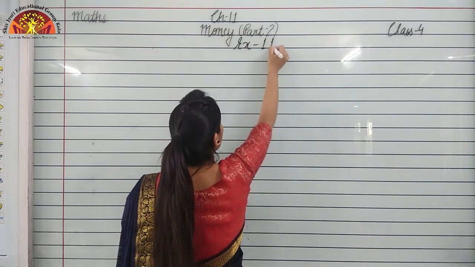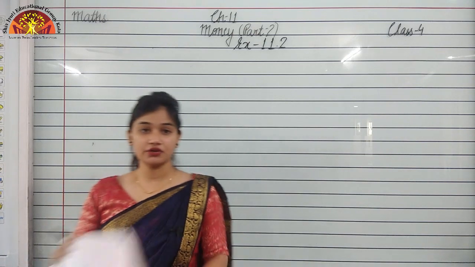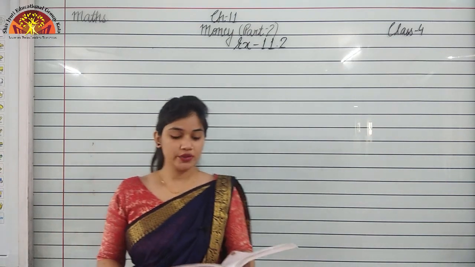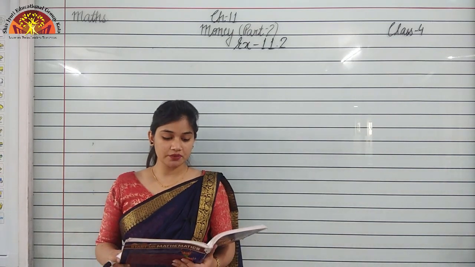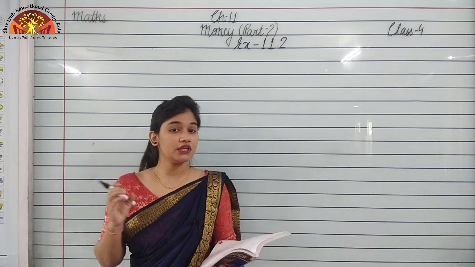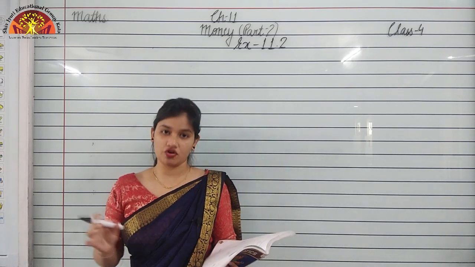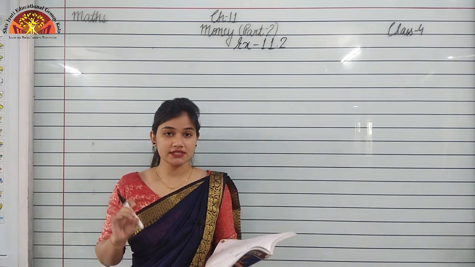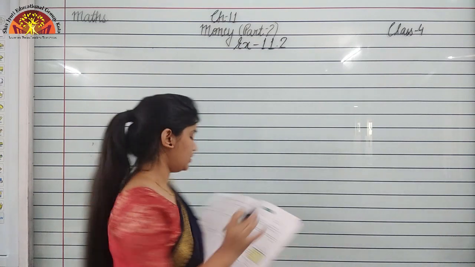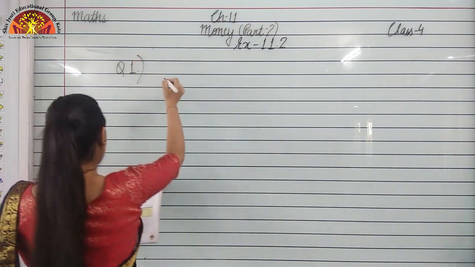Exercise 11.2. So open page number 151 in your book, question number 1. So students, question number 1 is find the product. As I have told you, what is the meaning of product? The product is the result of multiplication. So here we have to multiply the numbers and find the product.